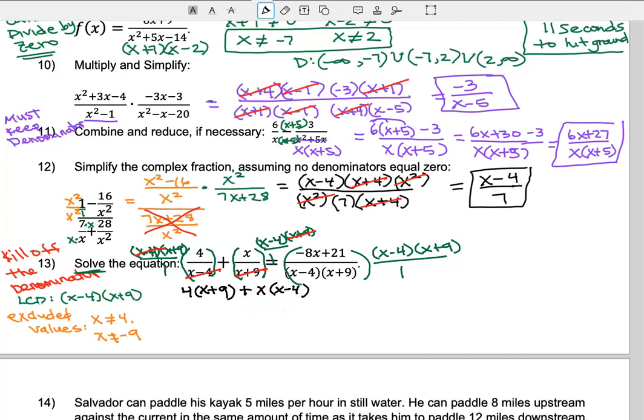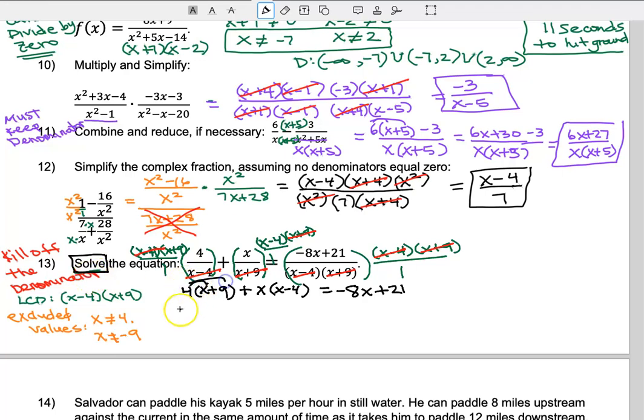And then on this last part, the x minus 4s will divide out and the x plus 9s will divide out. So there's nothing left to multiply this -8x plus 21 by. So we'll just leave that as -8x plus 21. Now we still haven't figured anything out yet. We've got to solve it. We've got to figure out what x is.